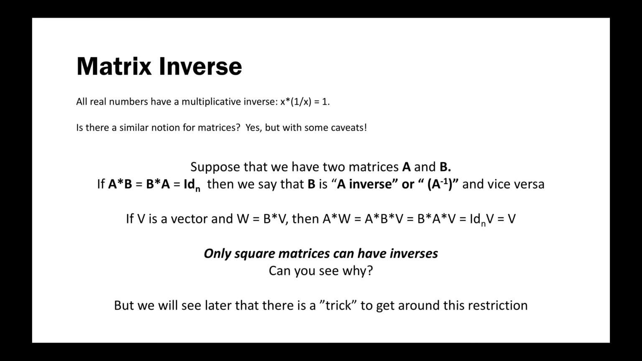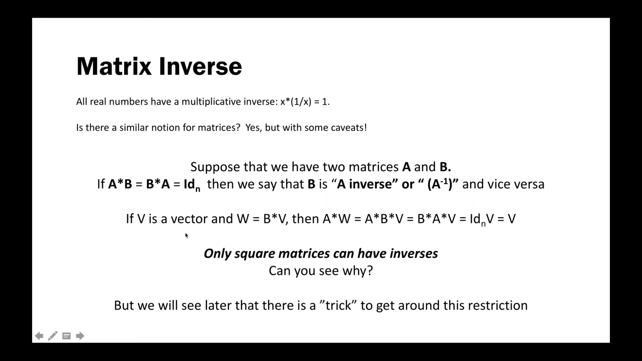But there are some caveats to computing a matrix inverse. Suppose that we have two matrices A and B. If A times B equals B times A equals the identity matrix, then we say that B is A inverse, and vice versa, that A is B inverse.